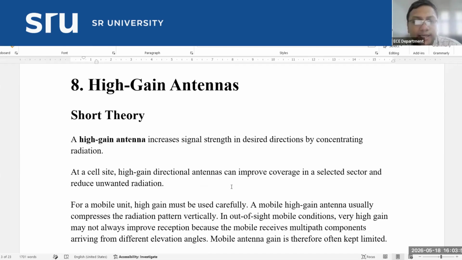So now high gain antennas. What is the role of a high gain antenna? High gain means from a specific direction, it can receive a signal in a better manner, or towards some specific direction it can throw power. That is called a high gain antenna.